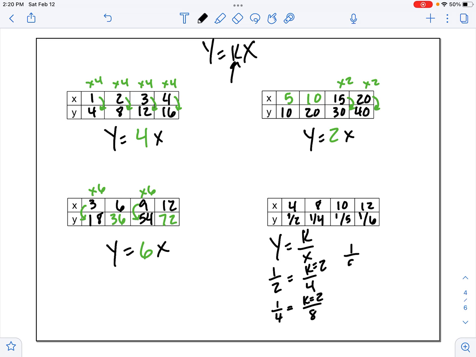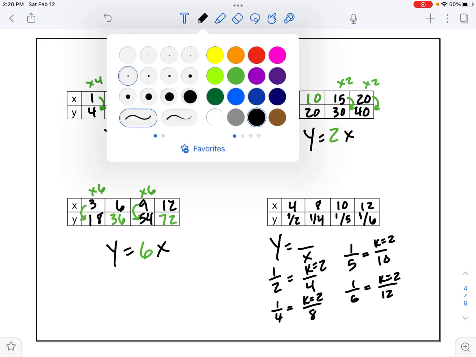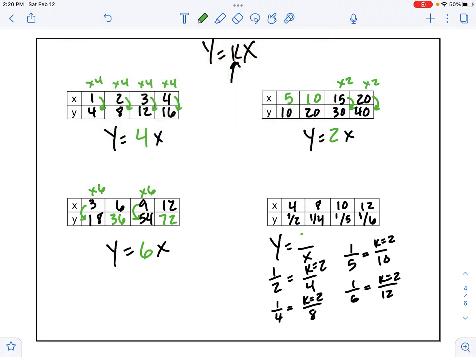So let's just keep going down the line. So I have 1/5. And I know my x is 10. So yep, that would have to be a 2. And just got to try them all. So I have 1/6. And this is a 12. So would my k value have to be a 2? It would. So this particular one is going to be an inverse where my k value is a 2.